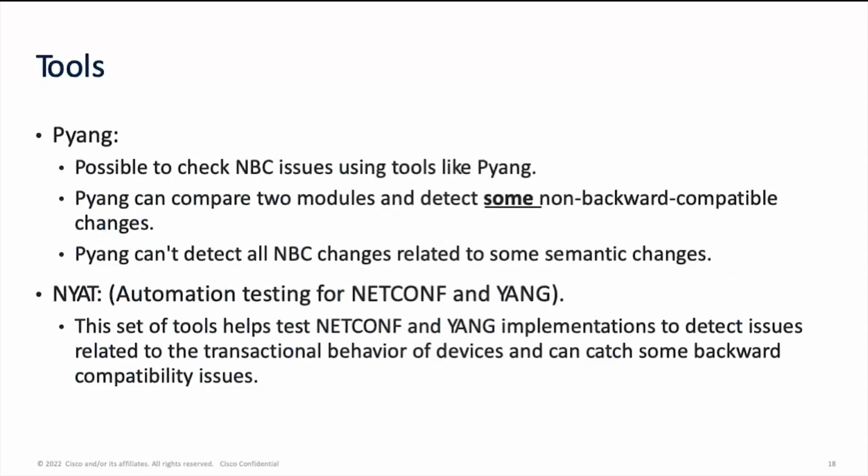NETCONF and Yang automation testing, or NIAT, is a set of tools that helps NETCONF and Yang implementers to test their implementation, to test for transaction issues, and can catch some but not all backward compatibility issues. So it is very recommended that when changing Yang modules, there is a review process where multiple people can take a look at the Yang modules and make sure that there is no non-backward compatibility issue. NIAT can help, as I said, pyang can help as well, but they're not going to cover all the cases.